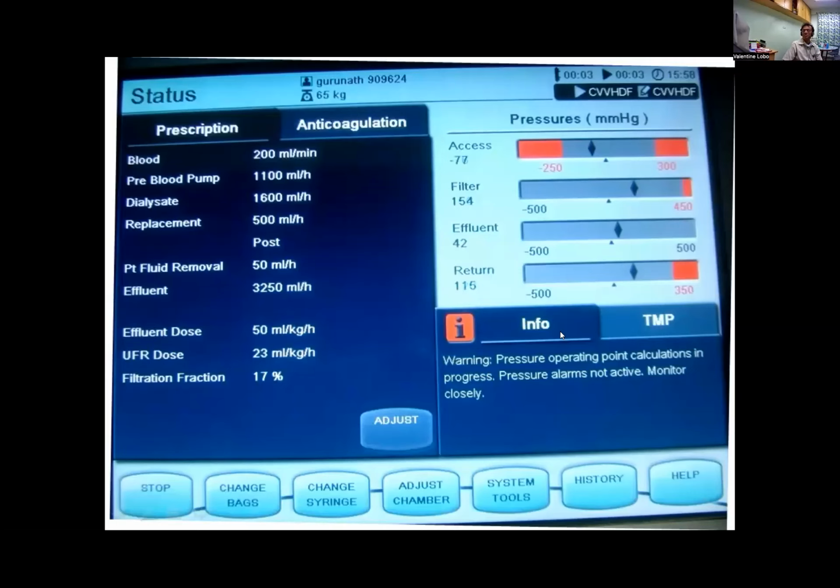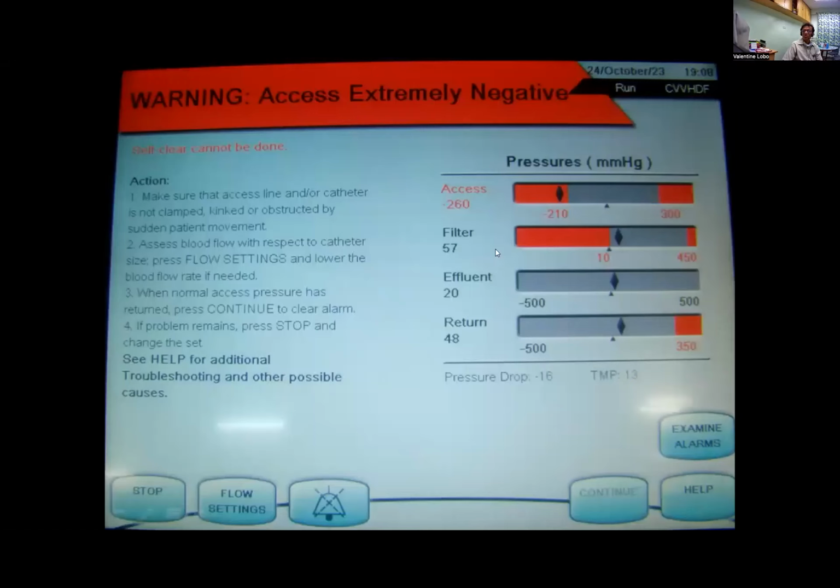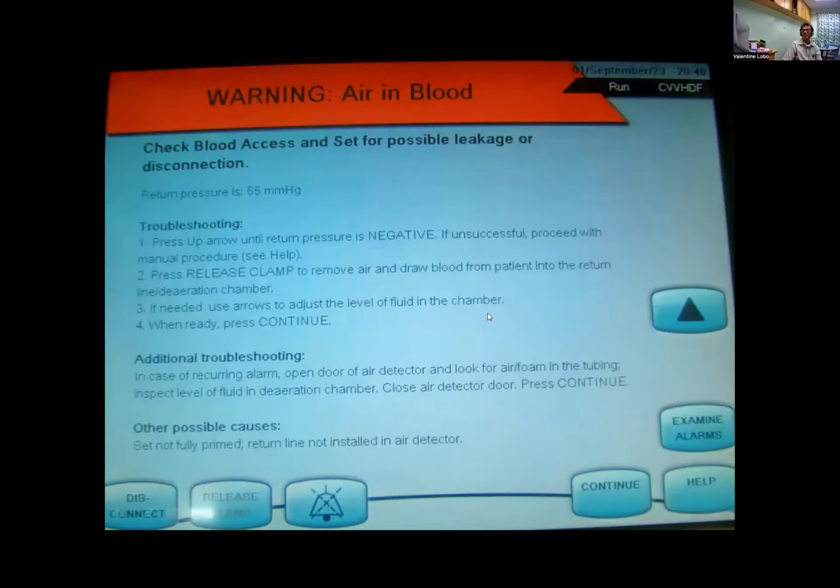We need to remember that when examining an arterial pressure alarm, arterial pressures are all negative. So we need to ensure that if we are checking the catheter, we clamp all the lines on the access side. If we don't, then this is the next alarm we will get: air in blood. Because the moment we release the clamp on the arterial line, if the alarm condition has not disappeared and if a saline is not connected to the circuit, the machine will suck in large amounts of air.